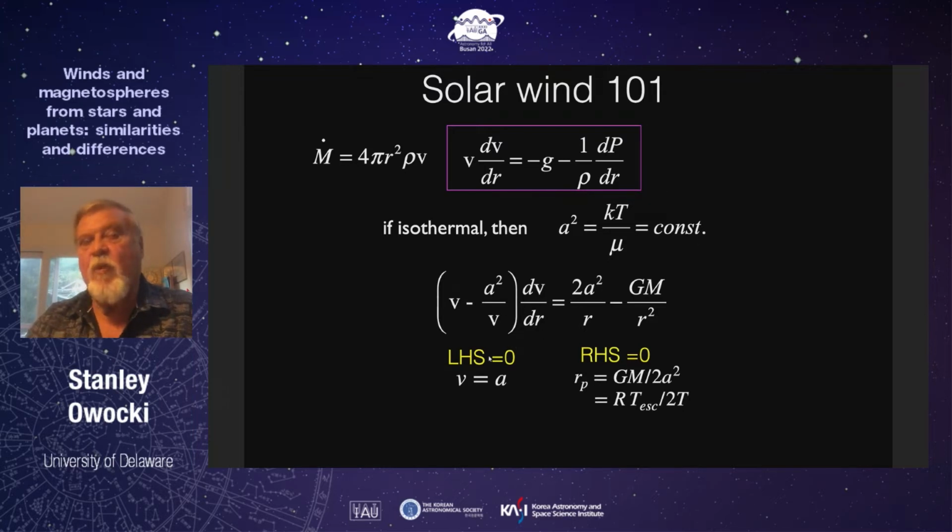term. And what you can have is then, if the velocity goes through the sound speed, becomes transonic, the left-hand side goes to 0, the right-hand side also has to go to 0. And that occurs at a radius, which is related to this escape temperature over the actual temperature. That is the so-called Parker radius, where the flow will become supersonic.